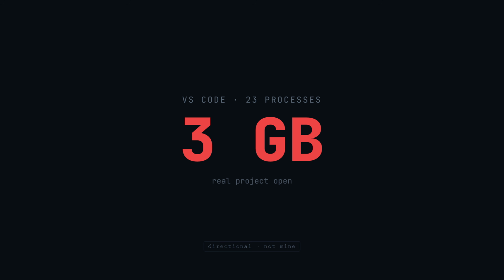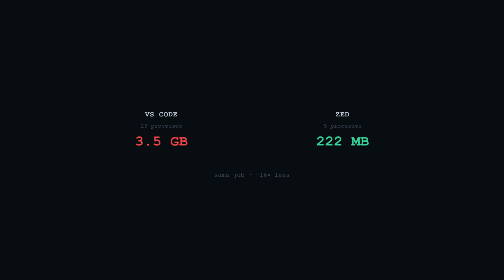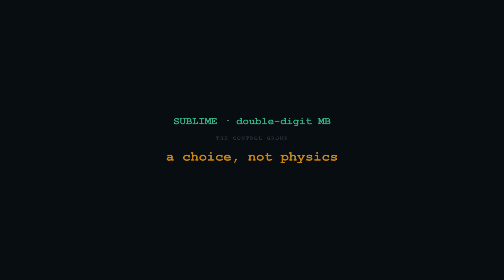A widely circulated public benchmark, not mine, so take it as directional, catches VS Code at 23 processes and 3.5 gigabytes with a real project open, and measures Zed doing the same job in 5 processes and 222 megabytes. Sublime Text idles in the double digits. Native editors are the control group in this experiment, and they prove the overhead is a choice, not physics.